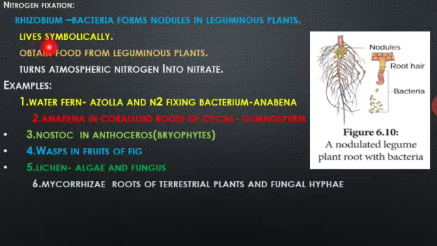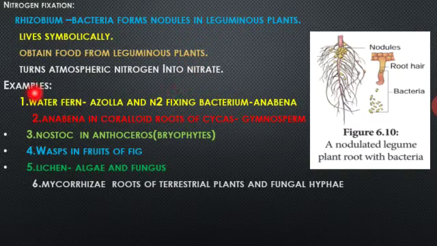They live symbiotically and obtain food from the leguminous plants. So the rhizobium receives food from the leguminous plant and turns the atmospheric nitrogen into a form useful for the plant, a nitrate form. So nitrogen will be converted into nitrate form. Here are some examples for the symbiotic mode. One is the water fern plant named azolla, and in it lives the bacteria named anabaena.